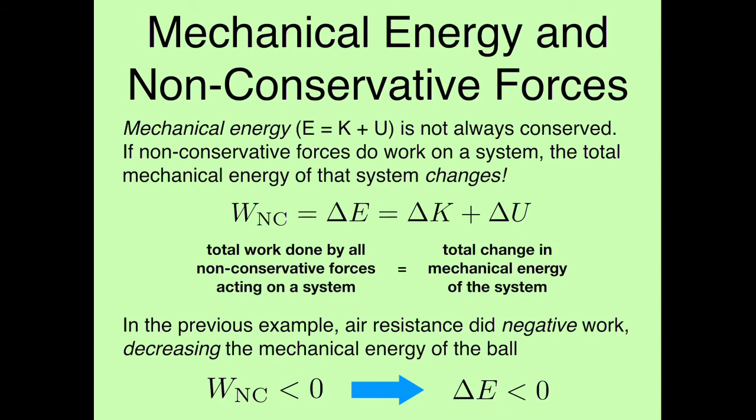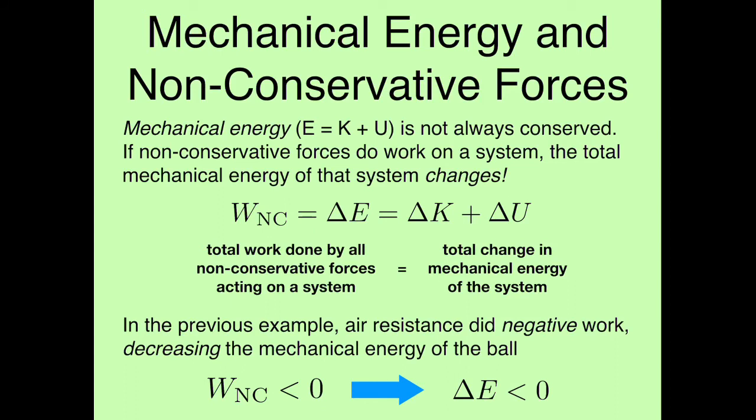So the way we write this in equation form is that the work done by non-conservative forces is equal to delta E. That equals the change in mechanical energy. So since mechanical energy consists of kinetic and potential, we can also write this as work done by non-conservative forces equals delta K plus delta U. Okay, that's what the equation says. The total work done by all the non-conservative forces acting on your system is the total change in mechanical energy of the system, which again is delta K plus delta U. That's how you interpret this.